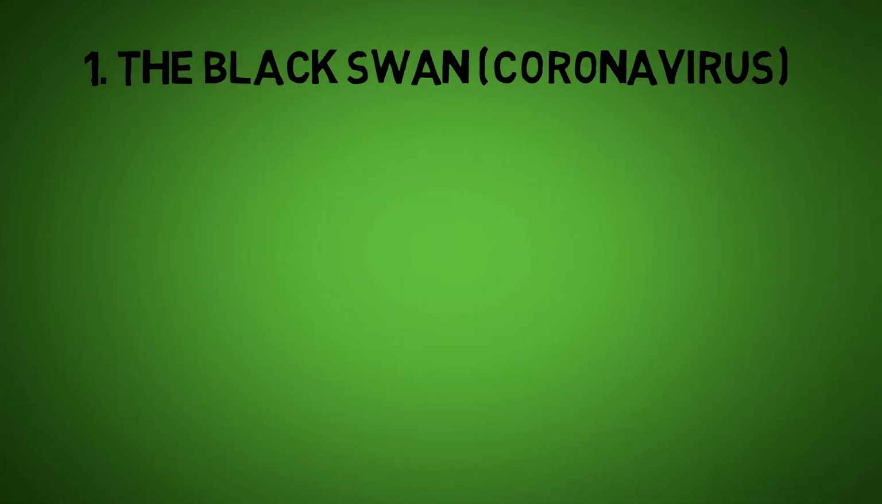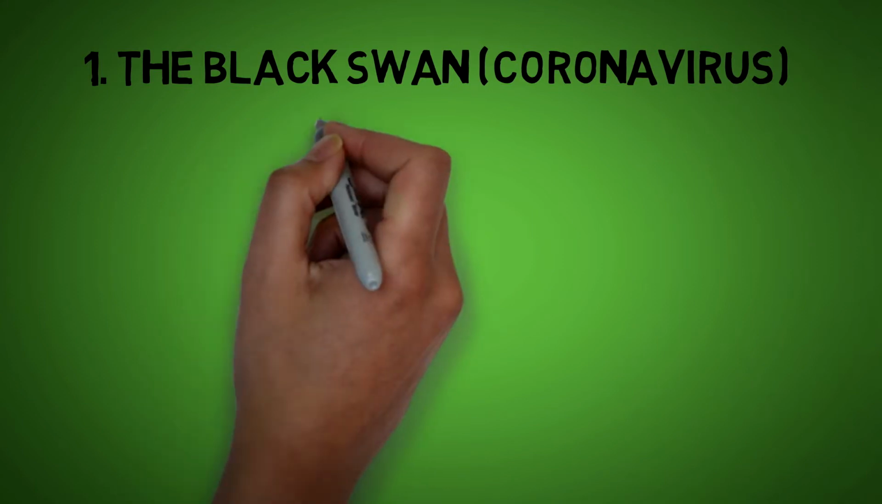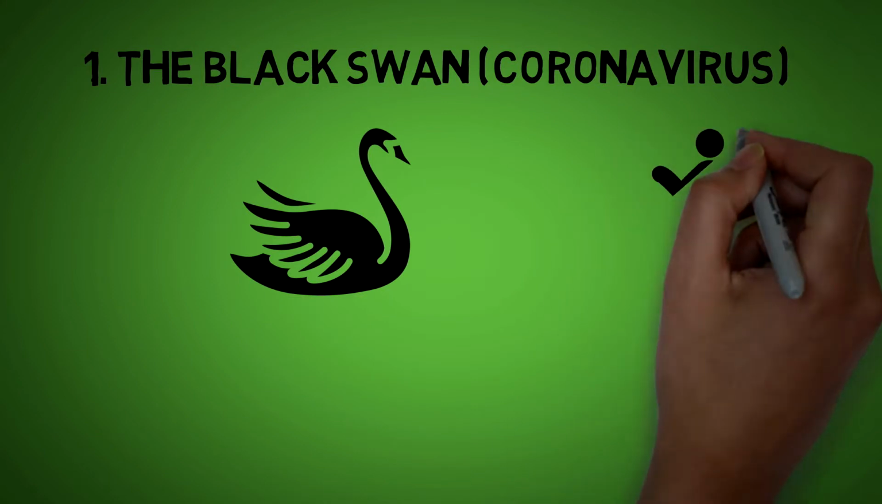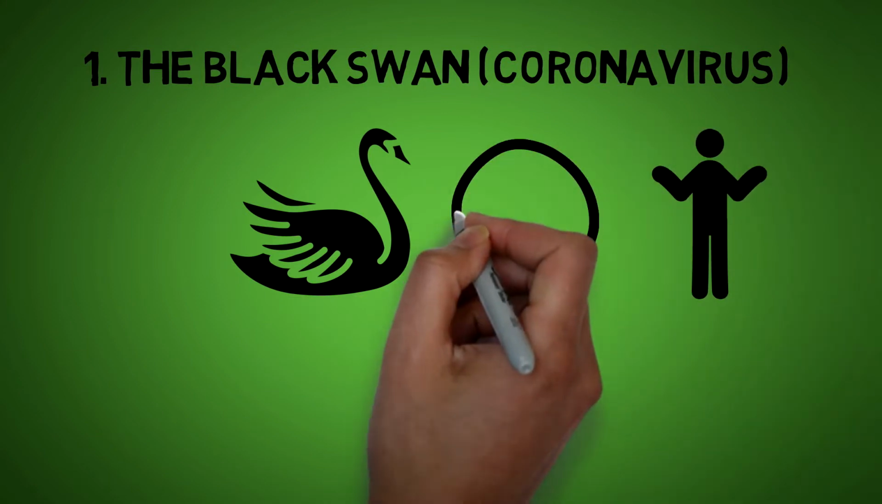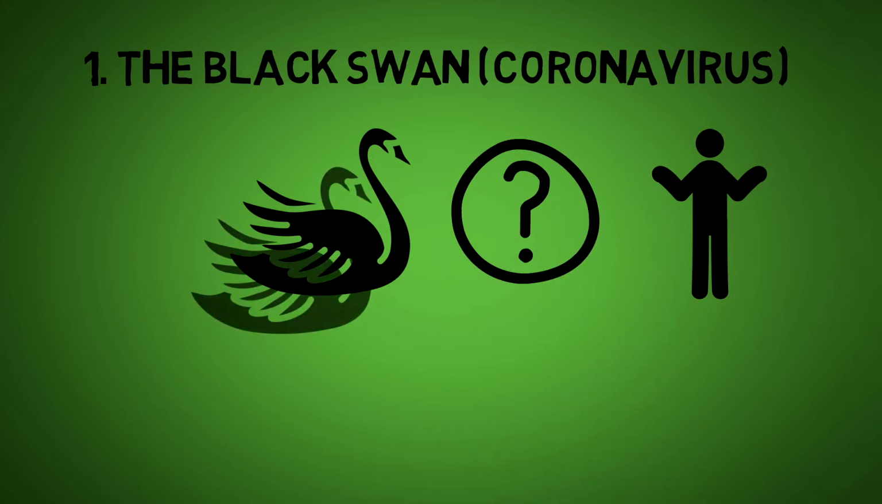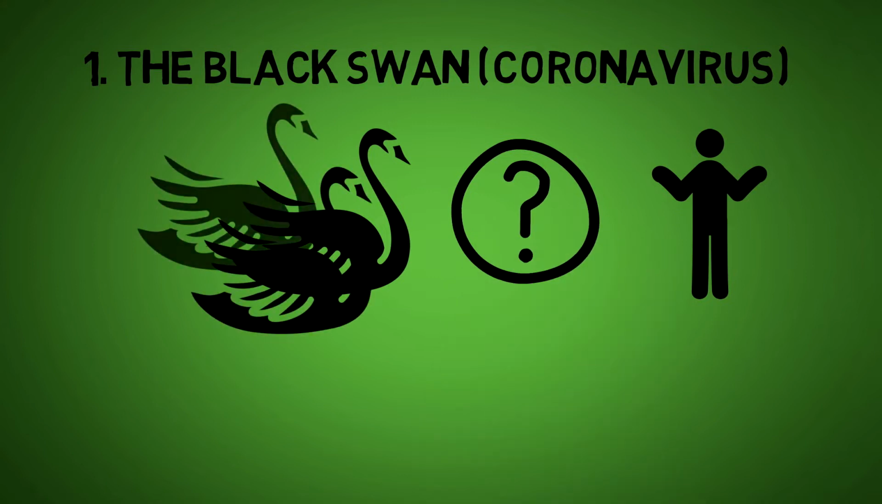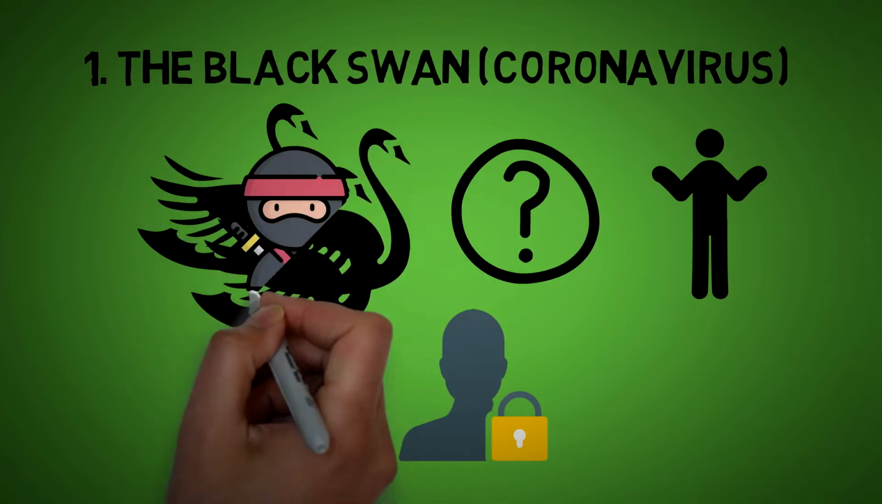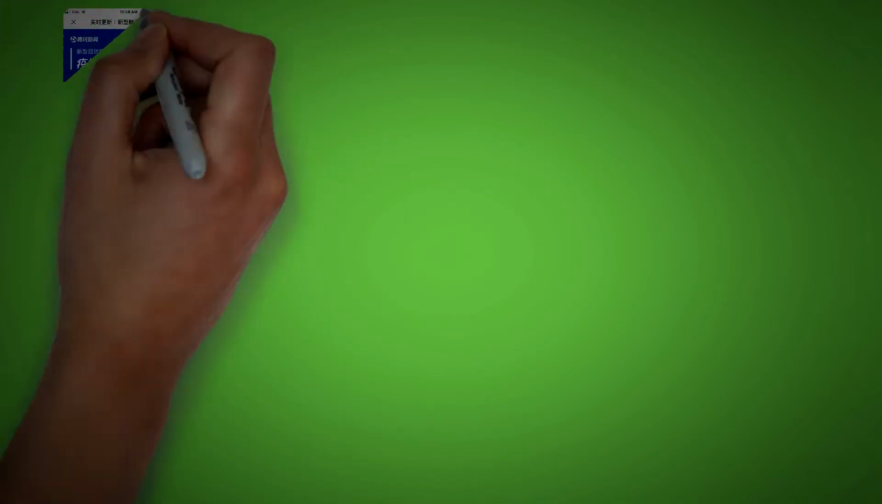Number 1, the Black Swan, also known as the coronavirus. This plague has been with us for the past 2 months, and is certainly the biggest black swan so far this year. We have no idea how these swans were born, how many there are, and how fast it can fly. With China locking down all the critical information of the virus and feeding us numbers that are easily negligible, this swan certainly has some stealthy characteristics.